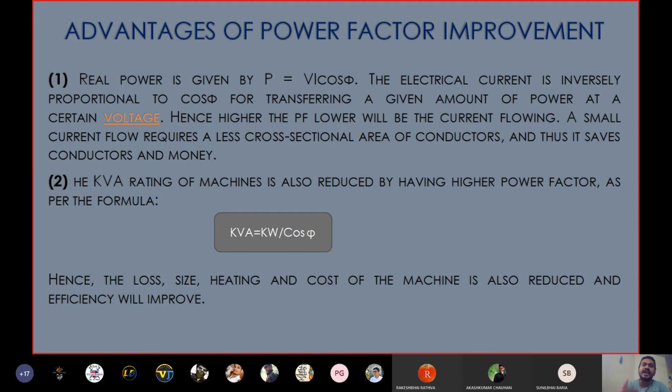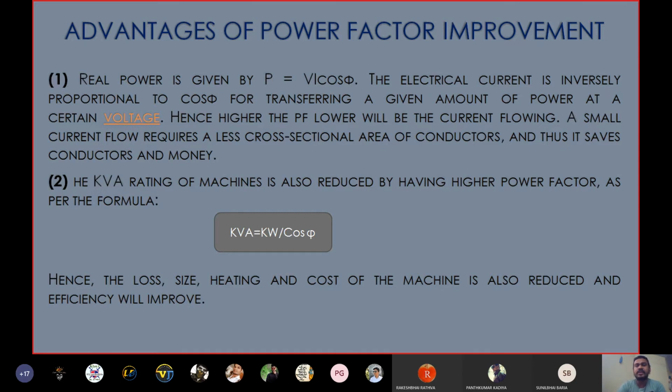That means the I square R loss reduces, the cross sectional area of conductor reduces, and due to it, it will result in saving of conductor as well as saving of money. So this is the main advantage of power factor improvement.